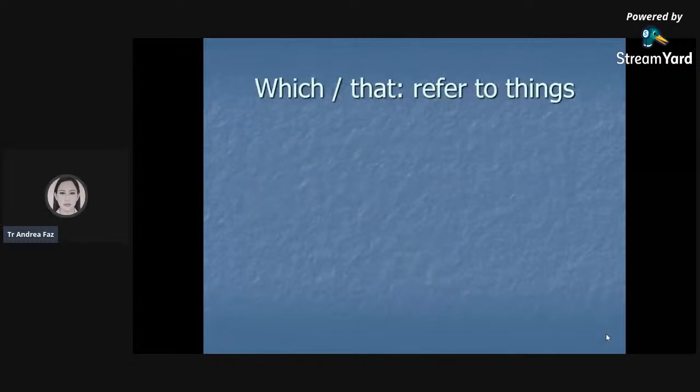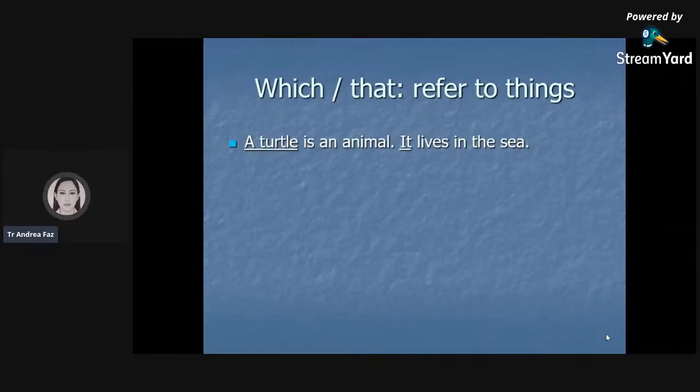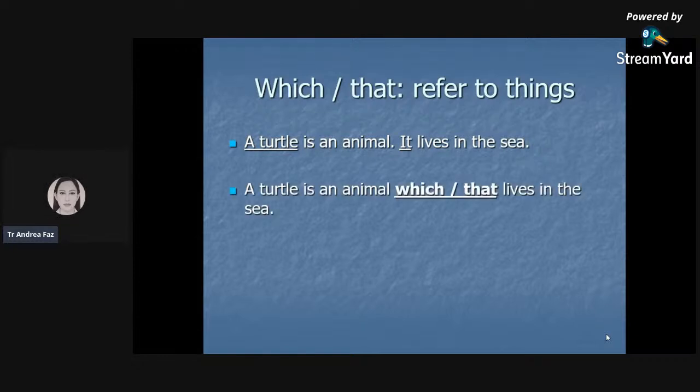Then we have which and that. They are referring to things. For example, a turtle is an animal. It lives in the sea. A turtle is an animal which lives in the sea, or that lives in the sea. So they are helping us to connect the ideas.